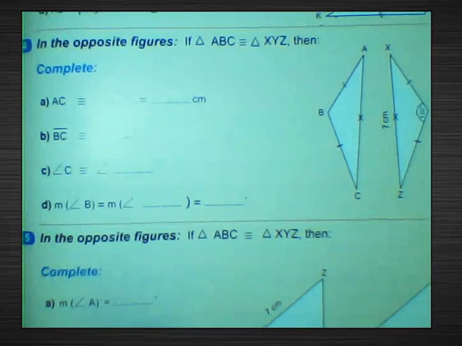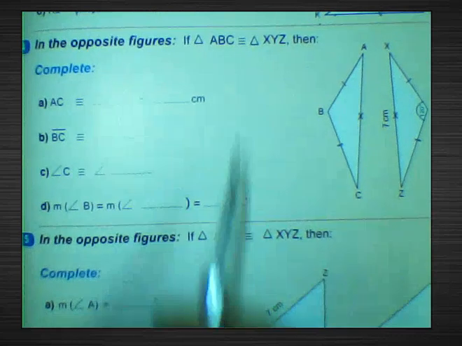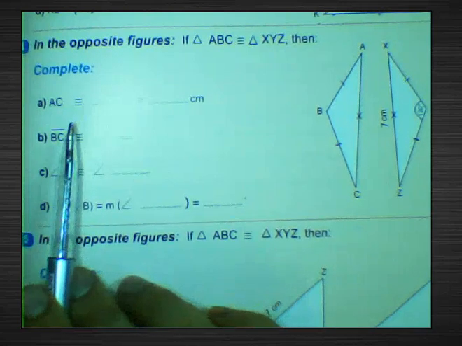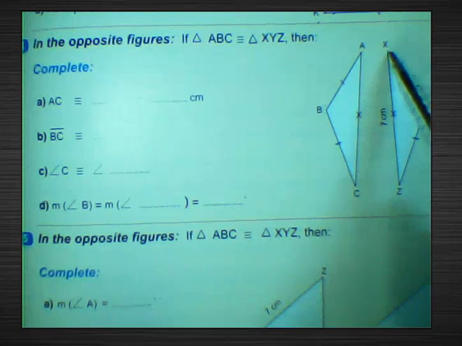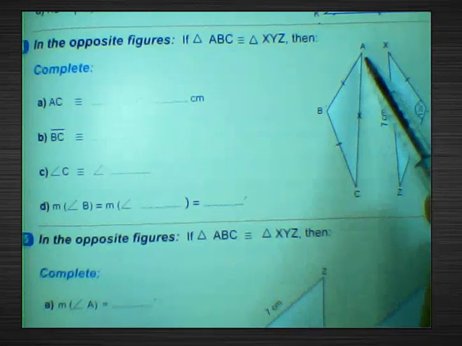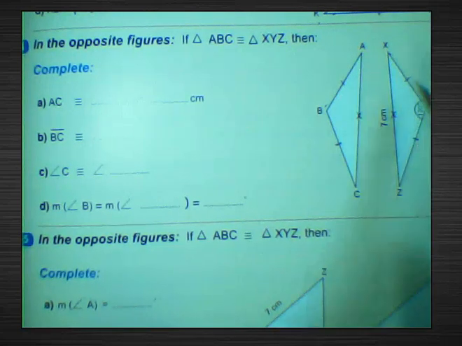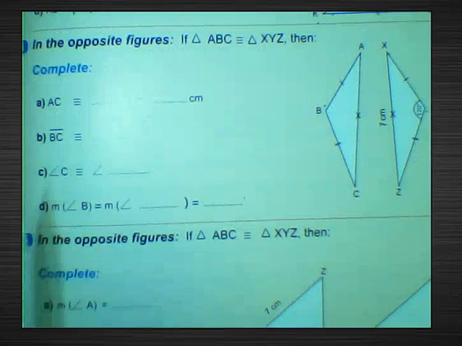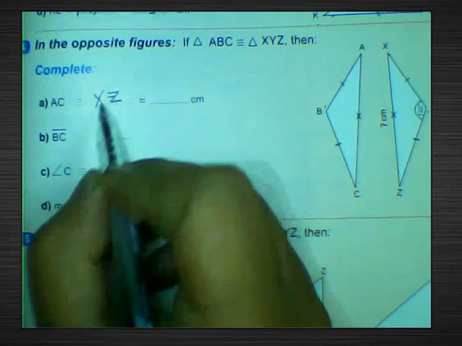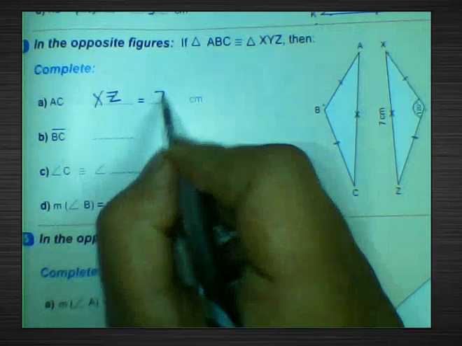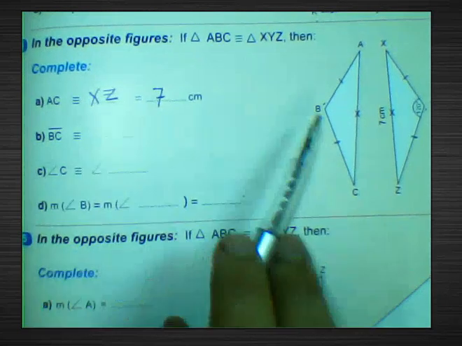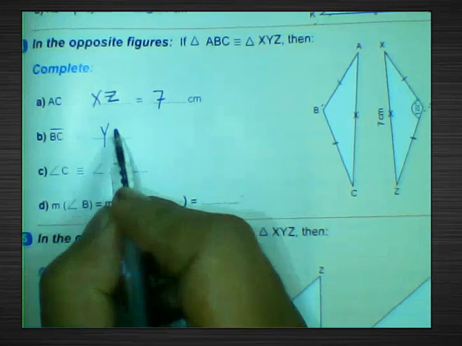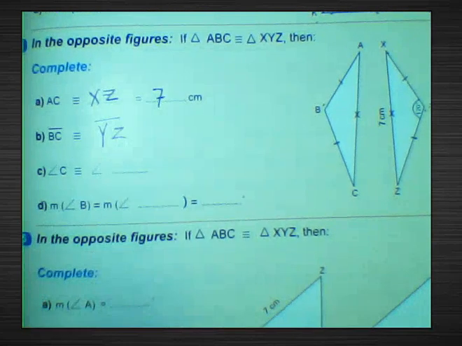Another example. In the opposite figure, if triangle ABC is congruent to triangle XYZ, then AB is congruent to XY. Can you see it? It's very easy for you. AB equals XY, and AC equals XZ. So AC is congruent to XZ, equal to 7 centimeters. And BC is congruent to YZ, line segment. Don't forget this.